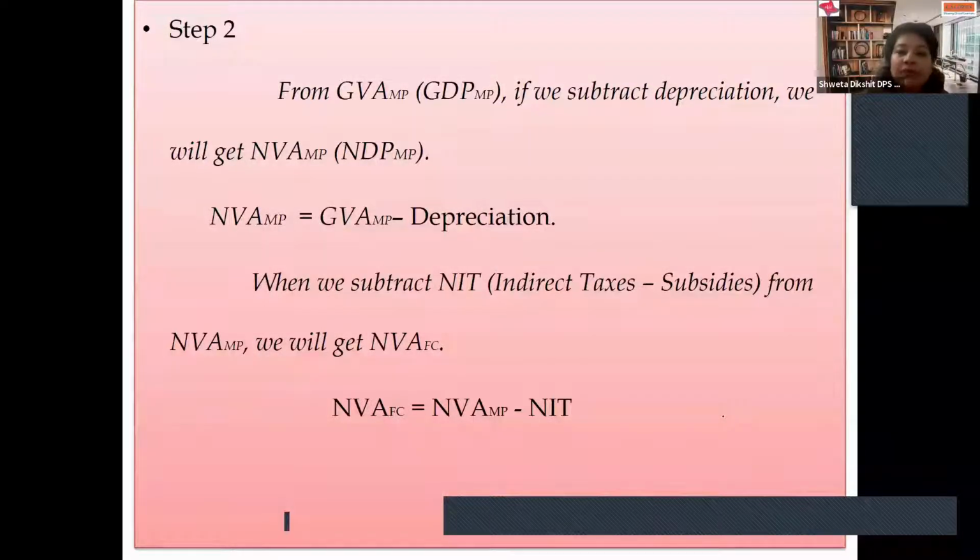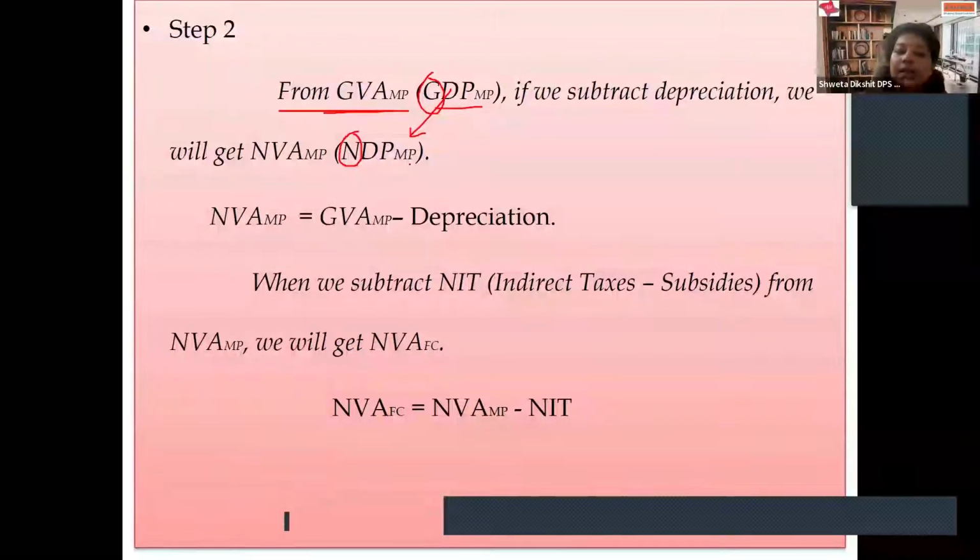Step 2. Once you have found the value of GVA at MP or GDP at MP, the work is not over. The work has actually started. Now, if you have to convert GDP at MP into NDP at MP, yesterday we discussed the aggregates. For conversion from gross to net, you can find the other alphabets are the same.